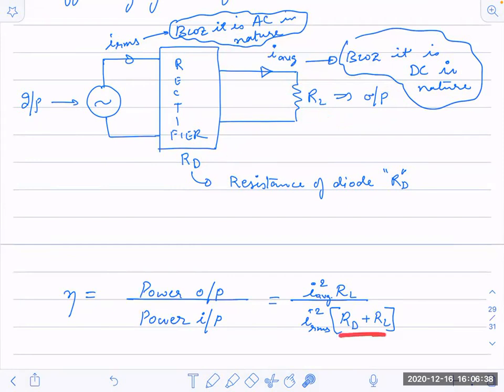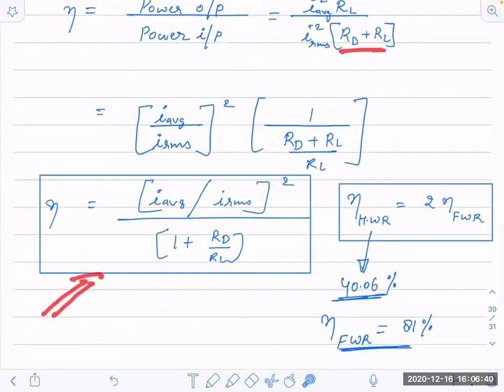Now just simplify it, and you will get this equation over here. When you substitute the I average and I RMS for half wave separately, you will get a result. When you put the I average and I RMS for the full wave rectifier, you will get a result. And those results will be somewhat like this. You just check and you'll get the answer like that.